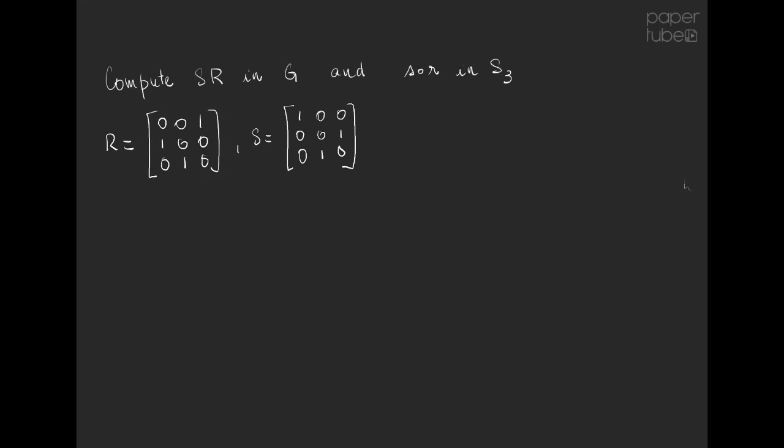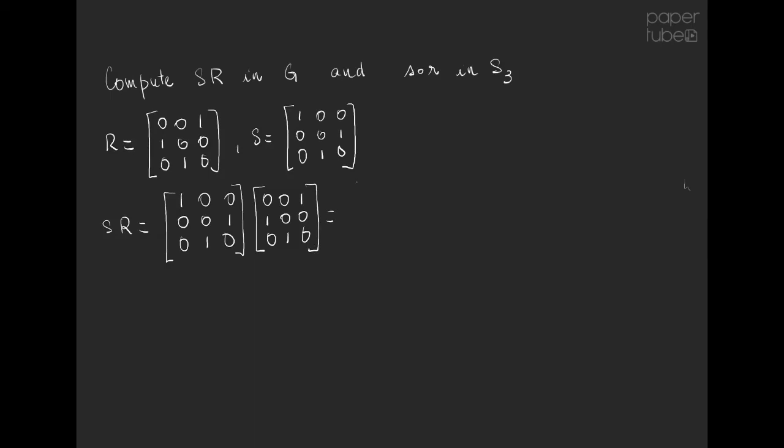Okay, so if we compute SR, we'll have 1, 0, 0, 0, 0, 1, 0, 1, 0, times 0, 1, 0, 0, 0, 1, 1, 0, 0. That'll be 0 here. We get 0 here. We get 1, 0, 1, 0, 1, 0, 0. Again, you can pause and try to verify these calculations for yourself. And if you go back to our previous calculation, you'll see that this is actually precisely R square S.